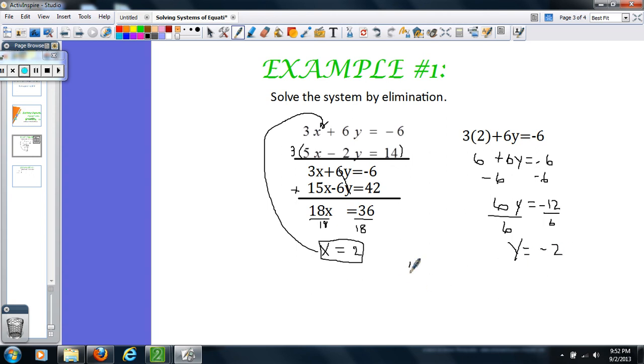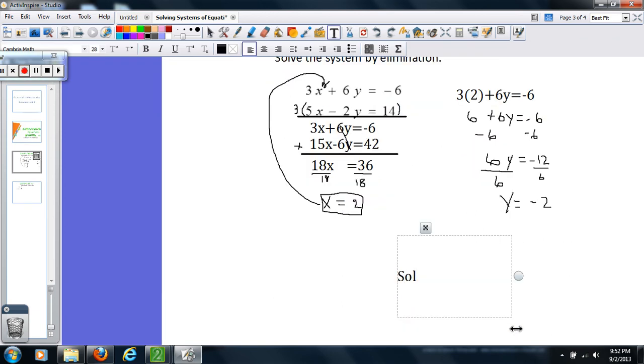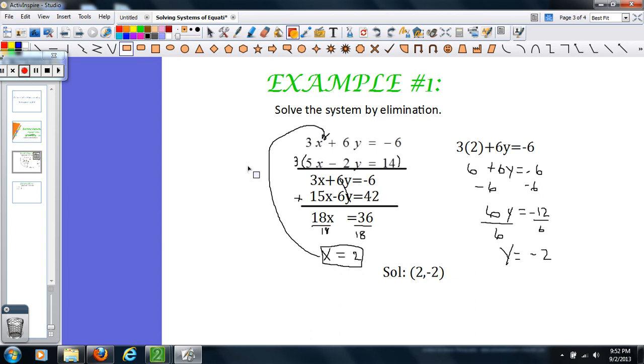So this would give me my solution then of 2 comma negative 2. And this would actually be my answer, right? Okay, so it'd give me my solution of 2 and negative 2.